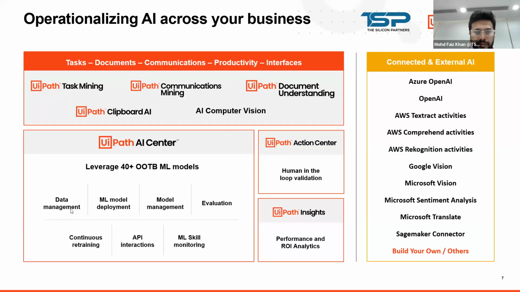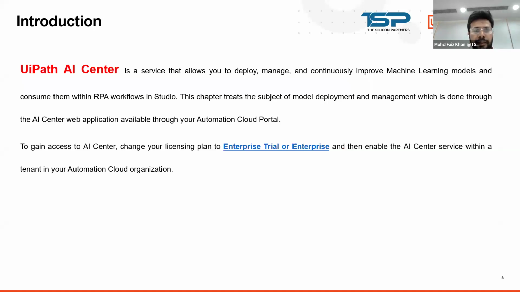Here you can see data management, ML model deployment, model management, and evaluation. You can manage all of these in your UiPath AI Center, and these fall under MLOps. So you can manage the entire ML model lifecycle in your AI Center. The AI Center is a UiPath offering that you can use to deploy, manage, and use models, and it integrates with your automation to make it more powerful, so you can leverage the AI/ML capabilities of UiPath.